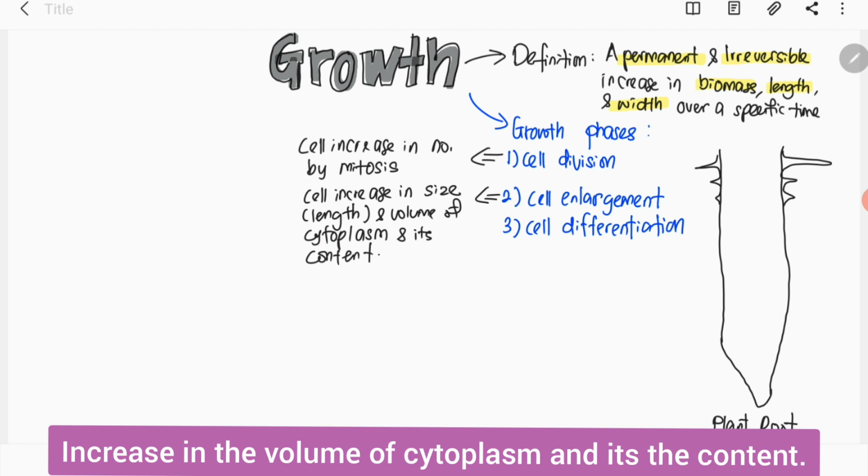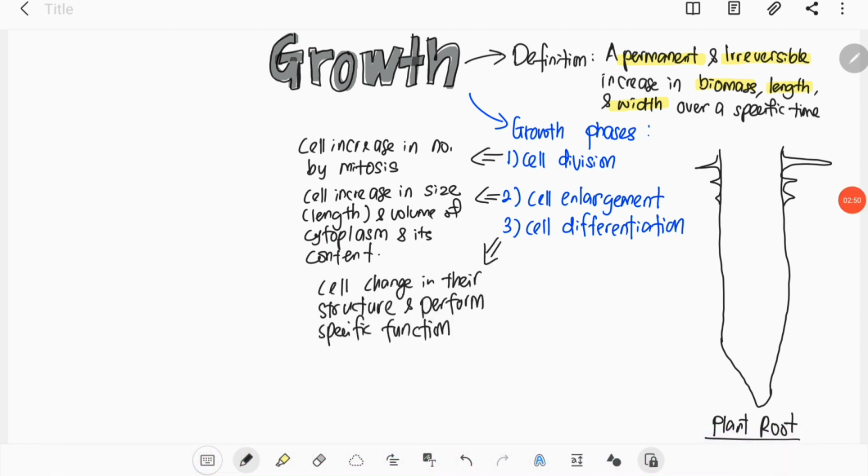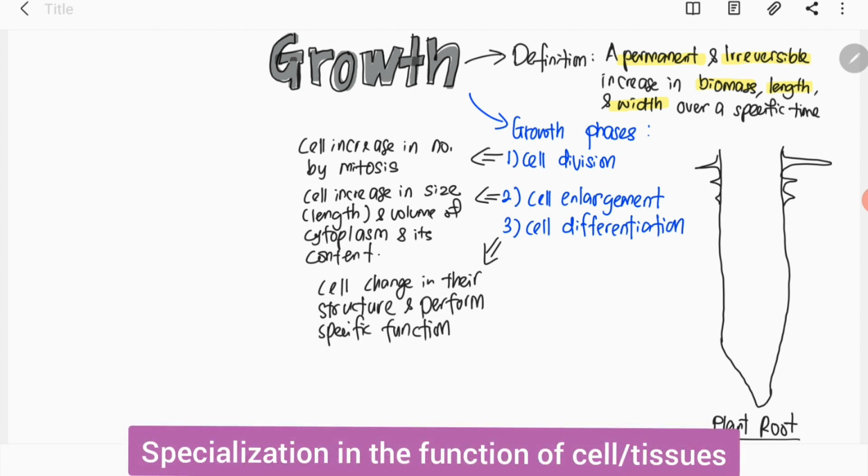And then the volume of the cytoplasm will also increase, including its content. So maksudnya size of the cytoplasm tu semakin lama semakin besar, termasuklah apa-apa yang kita jumpa dalam cytoplasm tersebut. So that will happen during cell enlargement phase of the growth phase. The last one is cell differentiation phase. In this phase, cells that have undergone enlargement tadi will start to change their structure ataupun akan ada perubahan dekat bentuk sel tersebut. And then with the change in structure, the cell now have the ability to perform a specific function. So sudah ada specialization in the function of cell lepas dia buat cell differentiation. So tiga phases ni berkaitan.